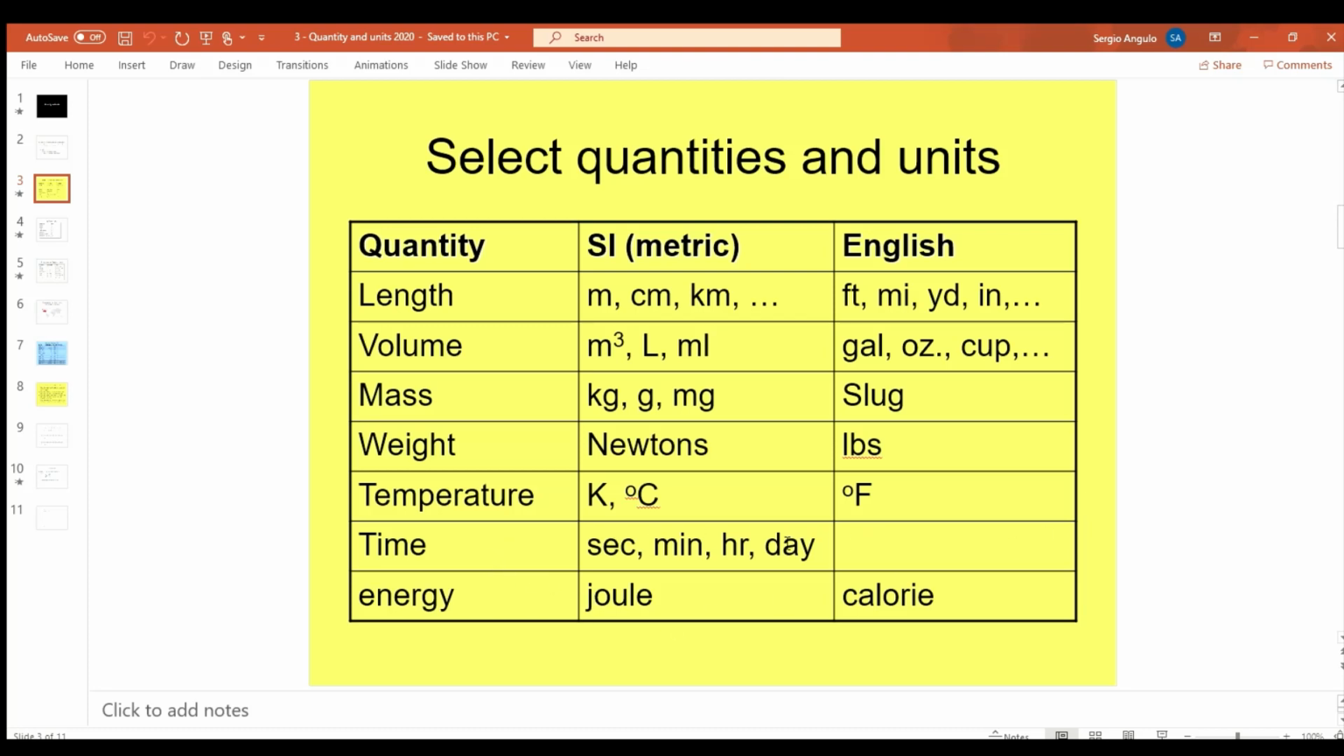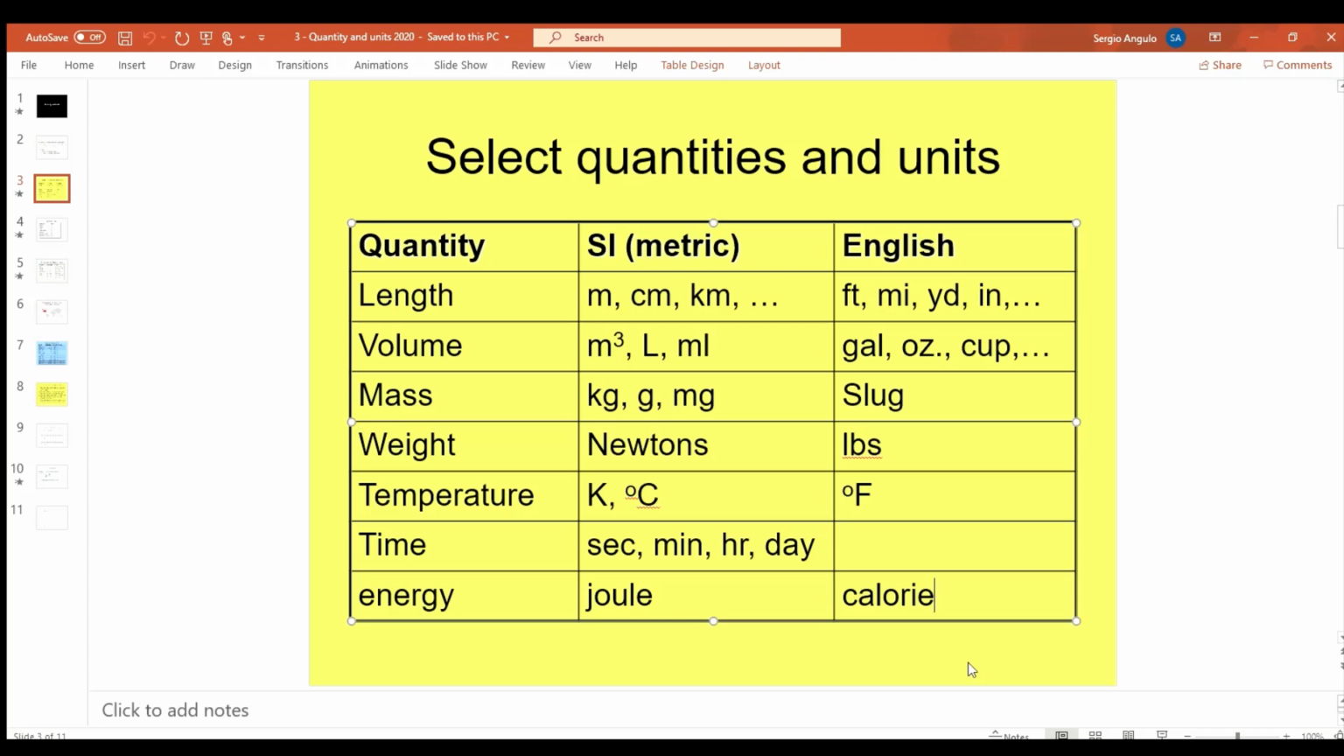Time, there's no difference. Looks like the time units that we use, seconds, minutes, hours, days, work, whether you're talking about the SI system or the English system. And energy, some people think, well, you can measure energy. Yes, there's actually a way of measuring energy. I will learn how to do it in chapter 16 when we talk about thermochemistry. You may not know how to do it yet, but you are probably aware of its units, calories. And when you talk about calories in food, that's what you're talking about.